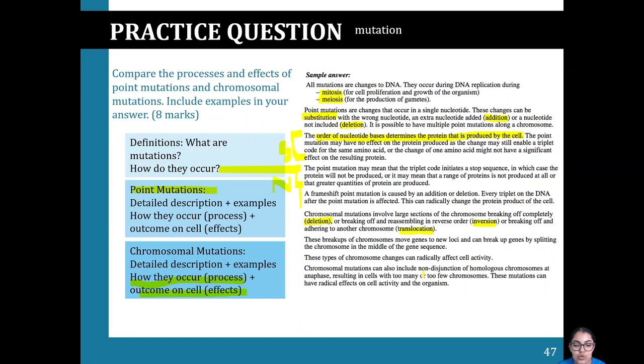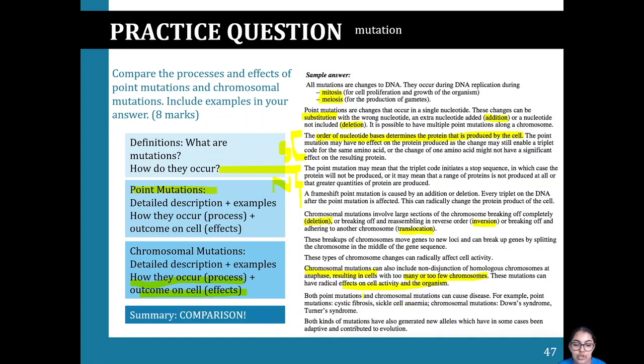Chromosomal mutations also include non-disjunction of homologous chromosomes at anaphase. So we've talked about chromosomal mutations, and we've now talked about the mutations in the number of chromosomes as well. Non-disjunction at anaphase results in the cell having too many or too few chromosomes. These can have radical effects on cell activity and the organism.